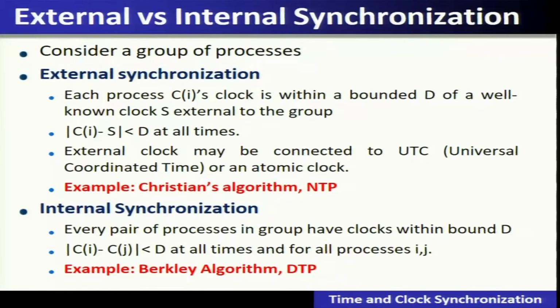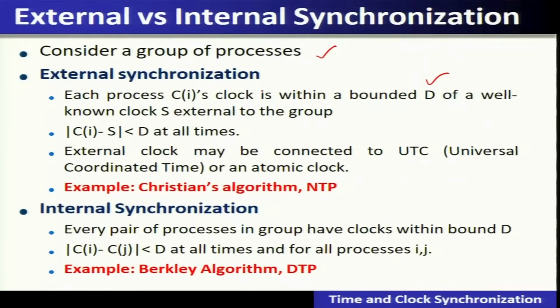So, having understood these concepts, let us see the external versus internal synchronization methods of clock synchronization. Let us consider a group of processes in this scenario. So, external clock synchronization is where each process Ci's clock is within a bound D of the well known clock, let us say S, external to the group.